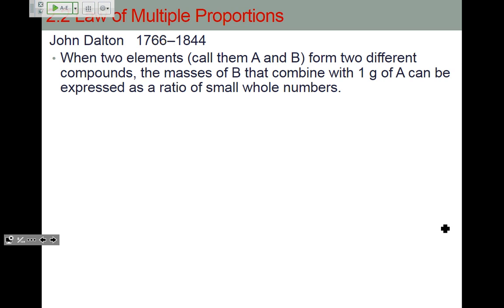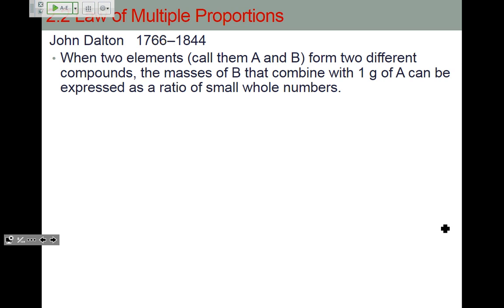So what this says is if we have two elements, let's say A and B, and they have two different or multiple ways where they can form a compound. For example, carbon and oxygen can come together to form CO, carbon monoxide, or CO2, carbon dioxide. So we have two elements that can form multiple compounds. The masses of B that combine with 1 gram of A can be expressed as a ratio of small numbers. Now what's key is we keep A at 1 gram. We could also say that the masses of A that combine with 1 gram of B would also have a ratio of whole small numbers.